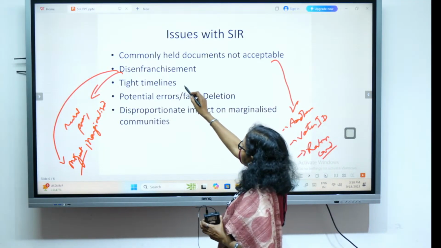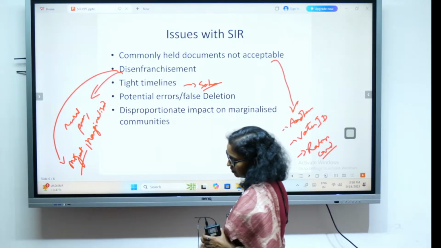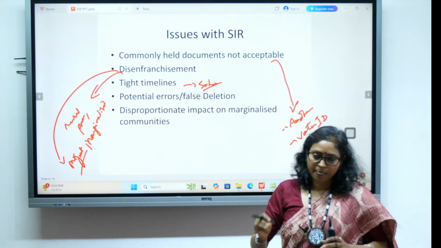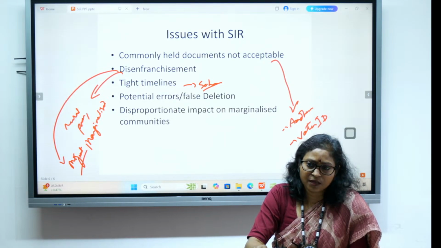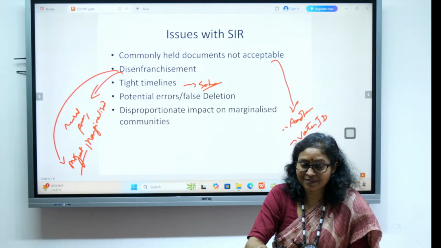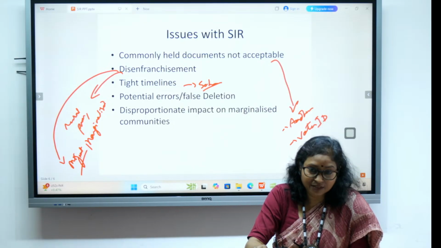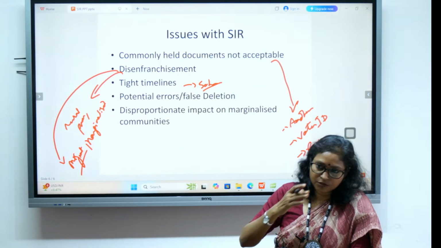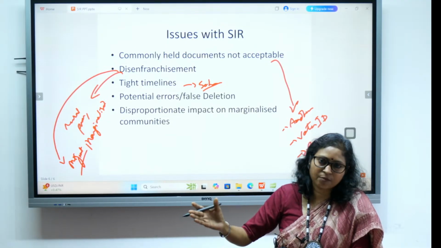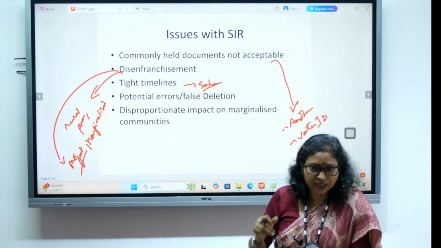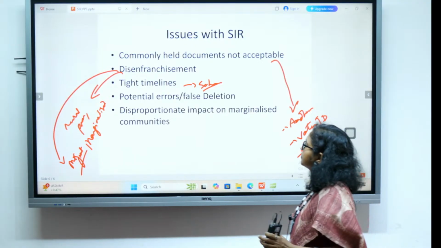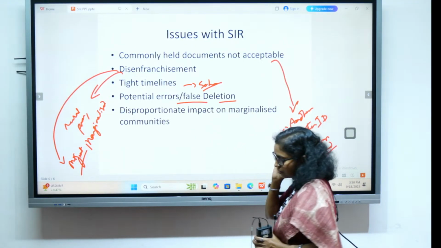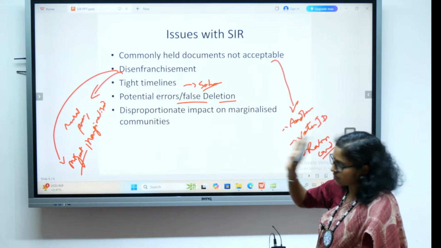Tight timelines, we have already seen the schedule is very, very tight. Just 3 months, which is considered a very short period, considering the kind of exercise and the intensity of the revision of electoral rolls taking place this time. New issues have come up, and with the time limit being so short, there is potential for errors and false deletion because of the issues we just discussed.